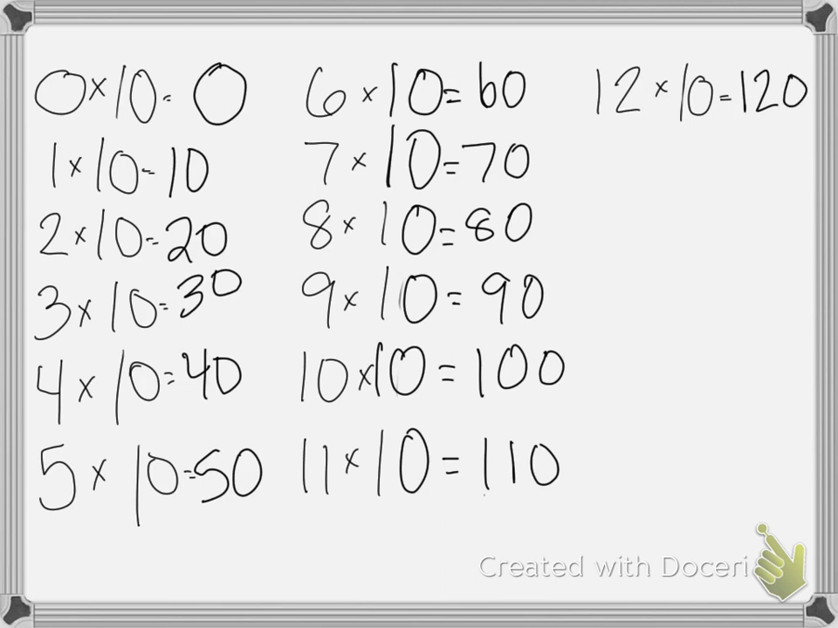Okay, do you notice something about all the answers when multiplying by tens? If you look, the tens digit is the same as the number we're multiplying the 10 by. And the ones digit is always a 0. Anytime we multiply a number by 10, the answer will always end in a 0.